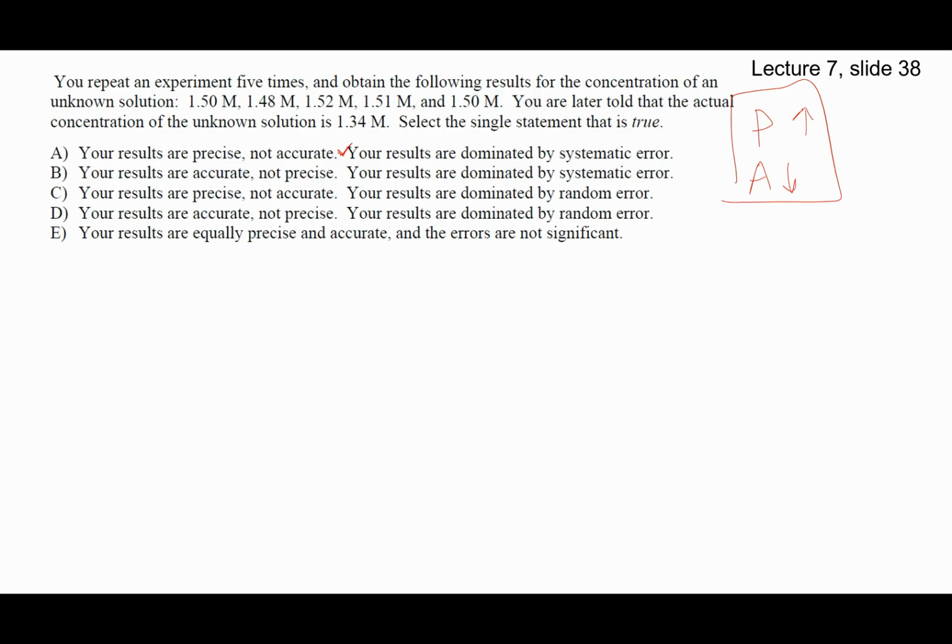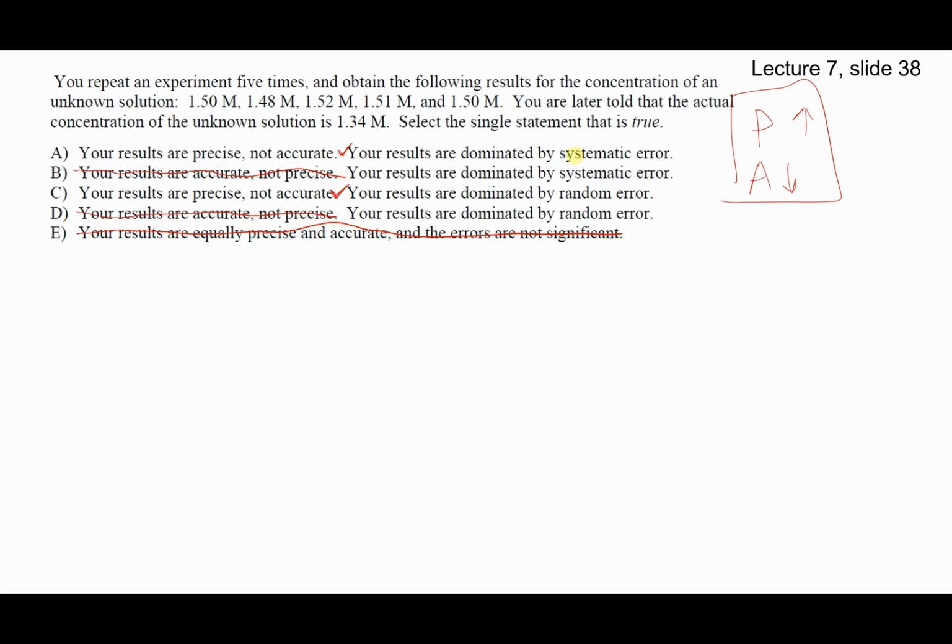The next one is your results are accurate, not precise. That is incorrect, right? We are not accurate at all. Once again, your results are precise and not accurate. Once again, check mark. And your results are accurate and not precise. Wrong. Let's look at the last one. Your results are equally precise and accurate. Okay, we already know that's not true, and the error is not significant. Boom. Okay, so we're down to two answers.